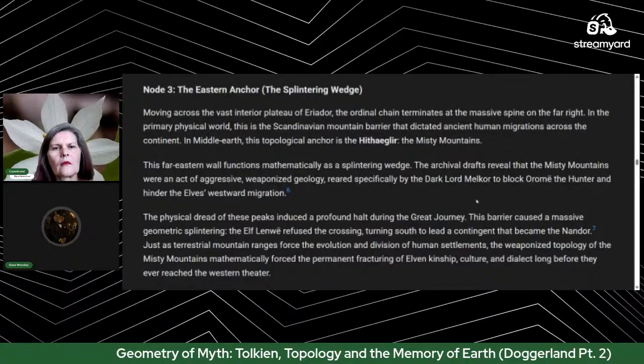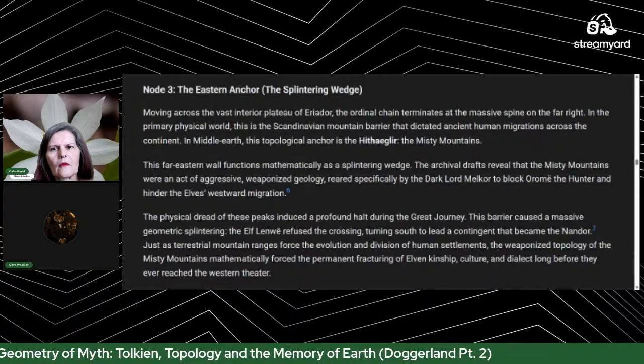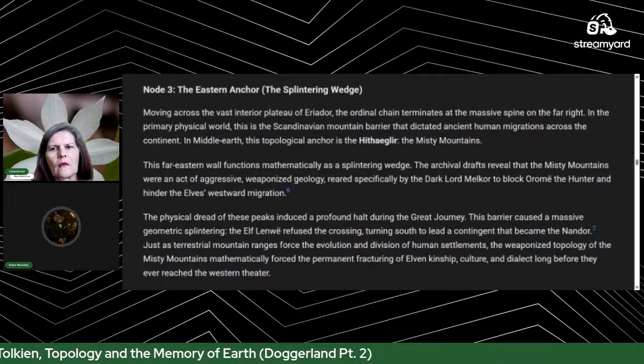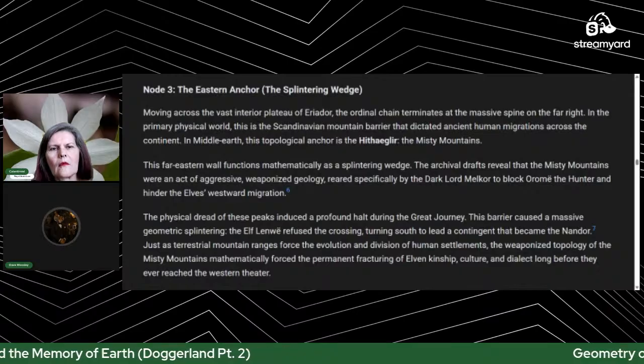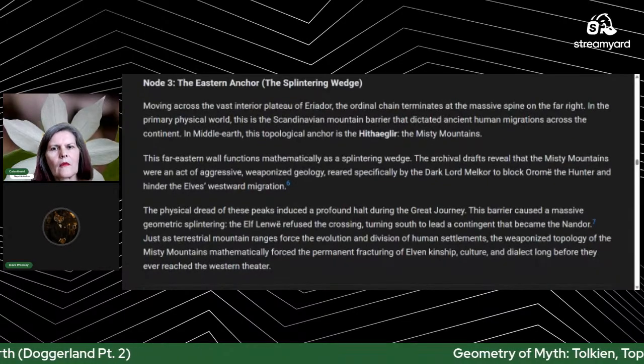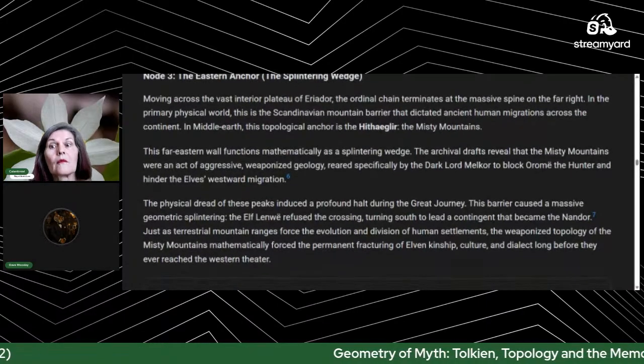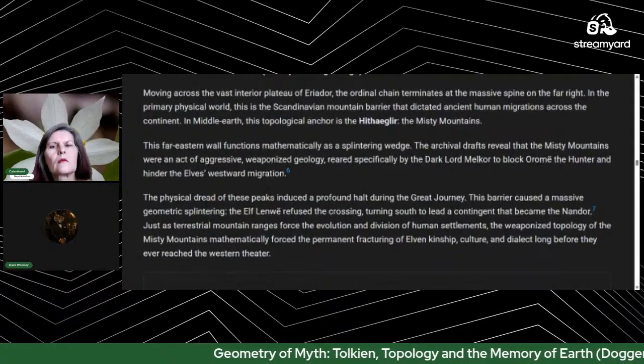This far eastern wall functions mathematically as a splintering wedge. The archival drafts revealed that the Misty Mountains were an act of aggressive weaponized geology, rooted specifically by the Dark Lord Melkor to block Orome the Hunter and hinder the elves' westward migration.